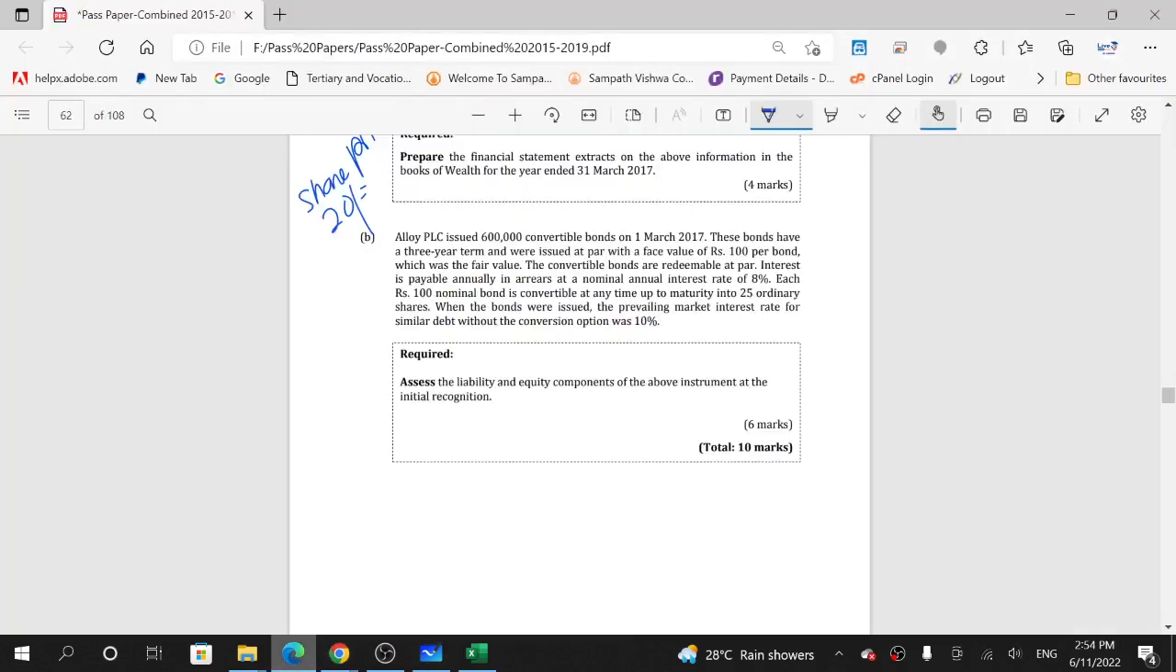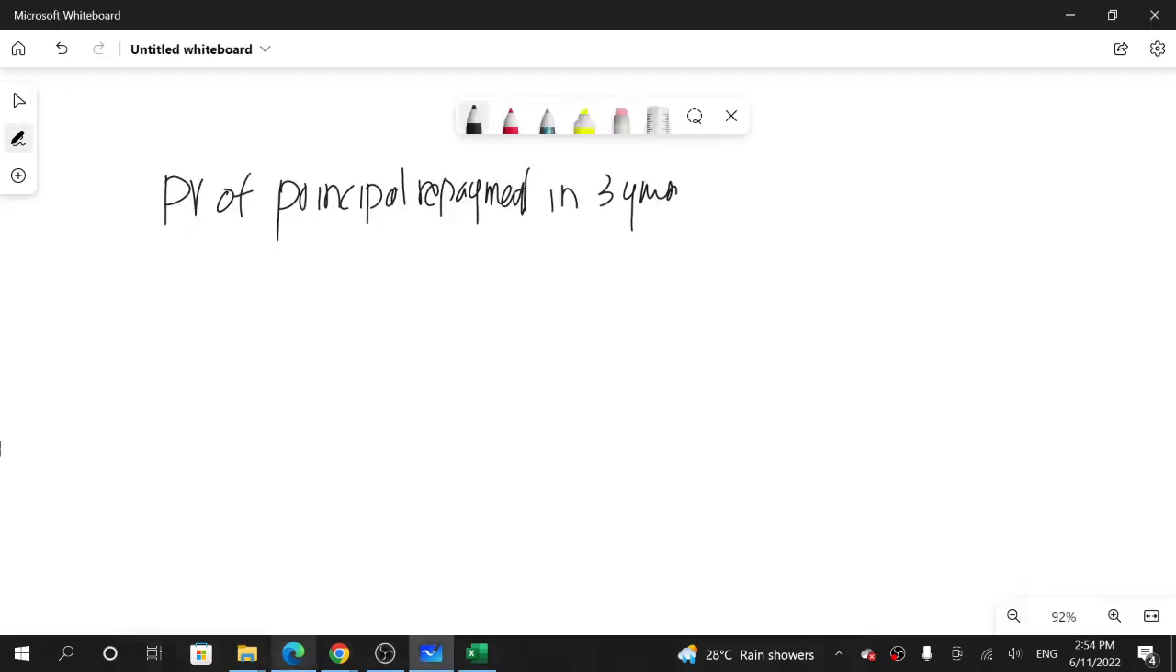How much is that? It's issued 600,000 convertible bonds on 1st March. These bonds have a 3-year term, issued at par with the face value of 100 per bond. So you have 100 rupees per bond multiplied by 600,000 bonds. So this will be the future value, right? That is going to be 60 million, isn't it?